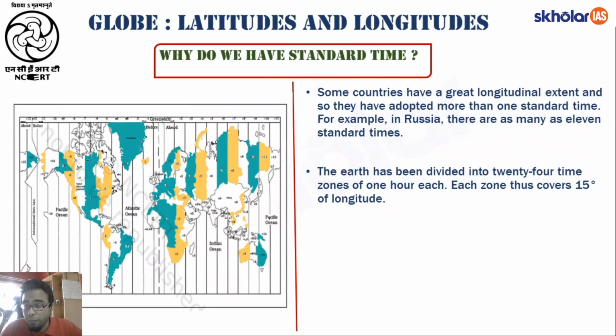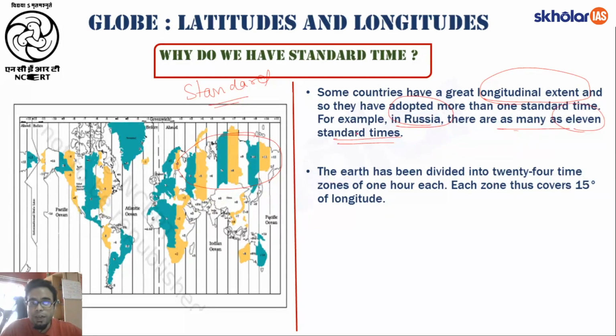You don't have to worry about this. For the time being, it is limited to only this much of discussion. Then there are some countries, and this point is also very, very important. There are some countries which have a greater longitudinal extent. For example, if you look at Russia here, it has a huge longitudinal extent. Therefore, it does not consider only one standard time, like India has 82.5 degrees. It will have more than one standard time. For an example, in Russia, there are as many as 11 standard times.